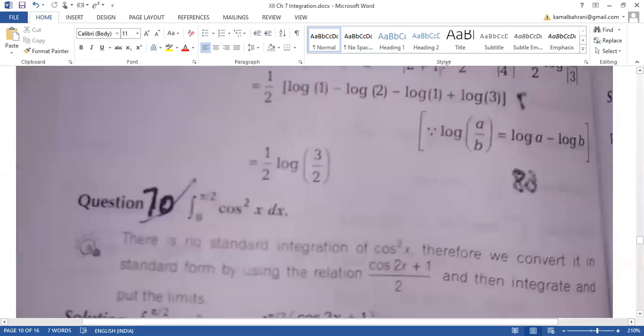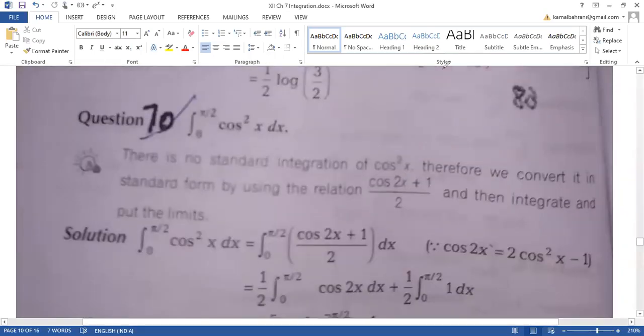Question number 70. It is the integral from 0 to pi by 2 of cos square x dx. Now for cos square x dx, we cannot do the integration directly. So what can we write? We can use the formula of cos 2 theta. What is the formula of cos 2 theta? Cos 2 theta is equal to 2 cos square theta minus 1.